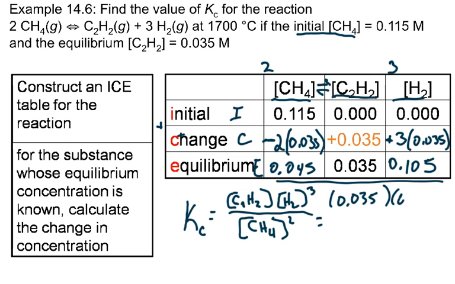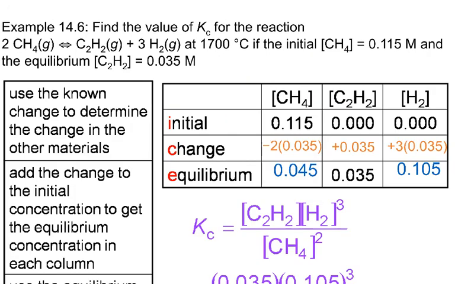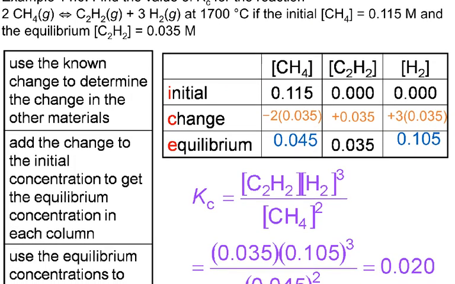And then I can plug in my values: 0.035, 0.105 to the 3rd power, and 0.045 squared. Then I can find a Kc value. So my Kc is equal to 0.020. I would make sure when you're typing this into your calculator that you have enough parentheses around things, because otherwise it's very easy to come up with the wrong answer on these. So here's all that math worked out again.